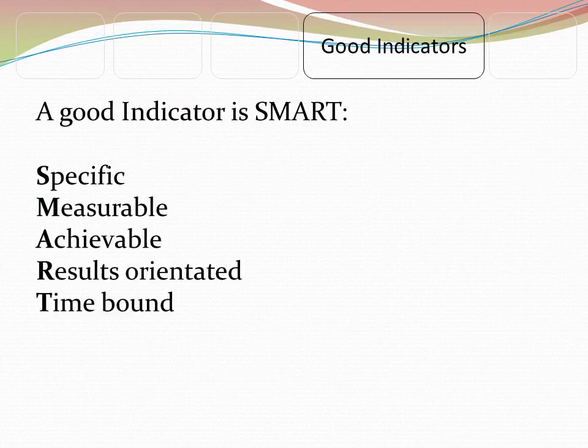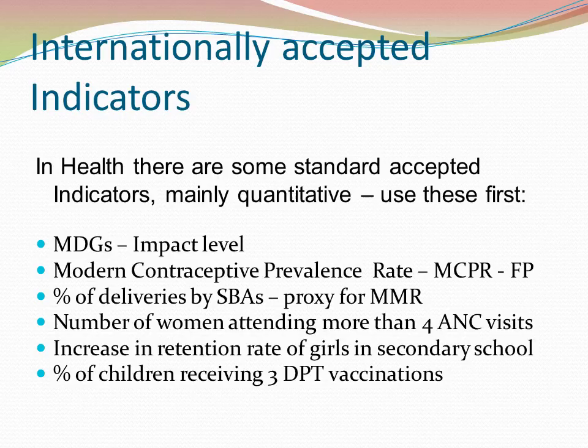So what is a good indicator? A good indicator is SMART: specific, measurable, achievable, results oriented and time bound. Now this is what any good indicator should look like.